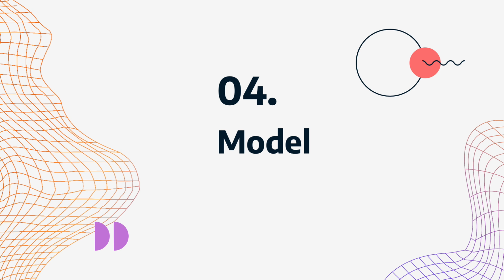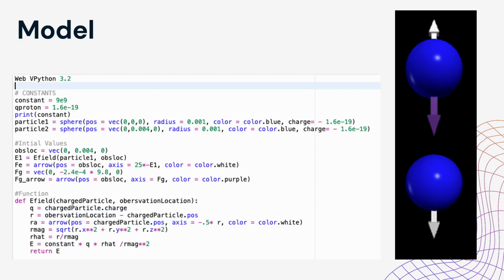Next, let's talk a little bit about the model. On the left, you can see all the different equations and functions I used to get the picture on the right, this model that I made. As you can see, each piece of tape is modeled as a charged particle with different forces acting on it.